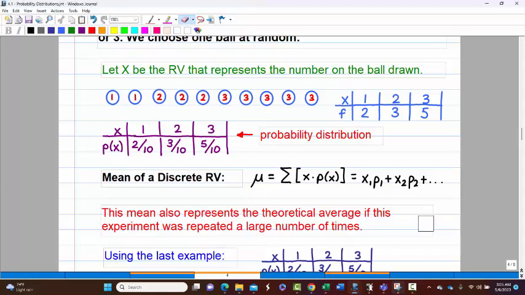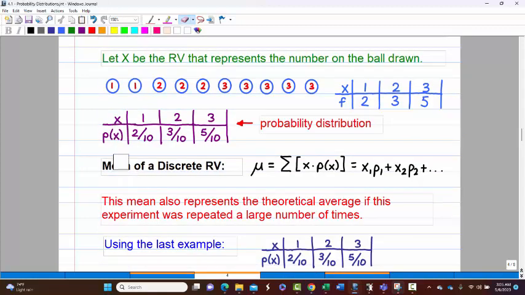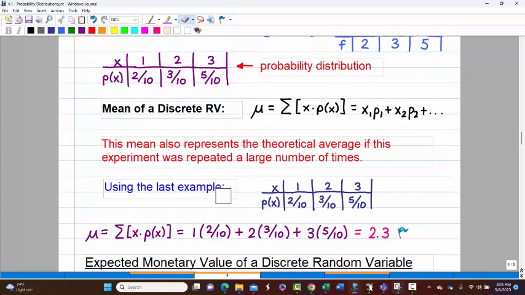So here's what you do. It's not too bad. You just take each x and multiply it by its respective probability. And then you move over. So you go like this: x times p for the first one, move over, x times p, move over, x times p, and then you add those up. So come down here, and we'll see how this example goes.